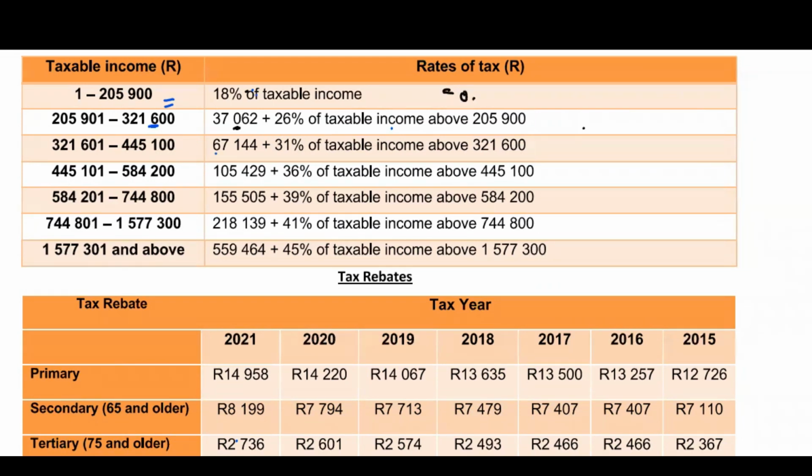18%, which is 0.18 times the maximum number here. One would ask why aren't we subtracting? We are not subtracting because this equation is different from the other ones. These ones have taxable income above, but this one just has taxable income. So we do 18 times 205,900. We end up having the answer 37,062. Look at that. That's how we get these values.